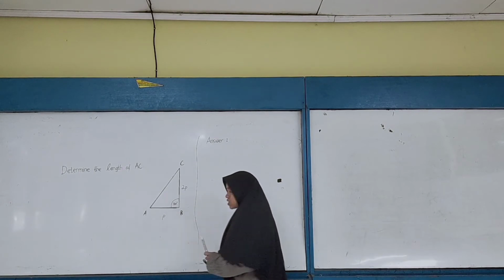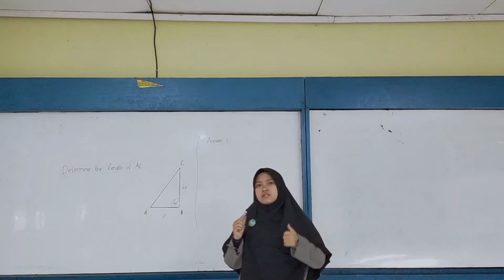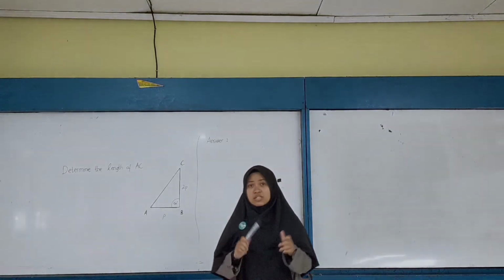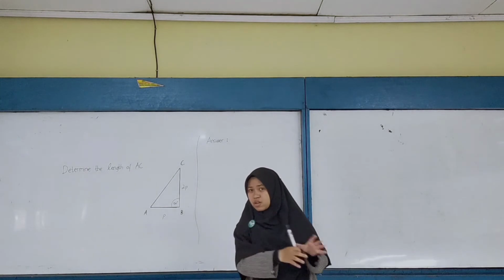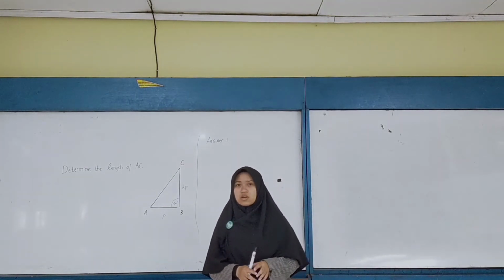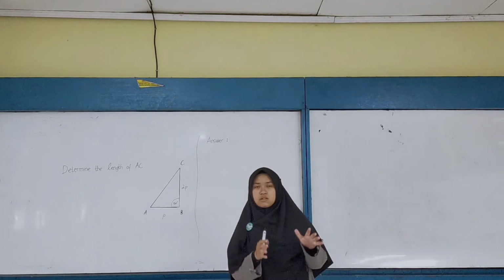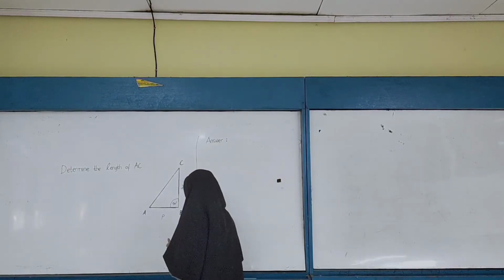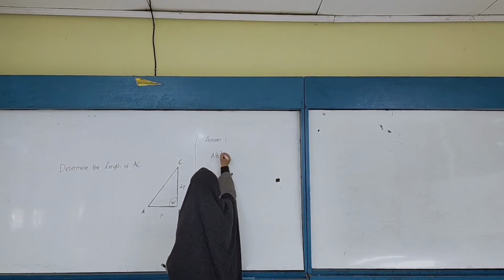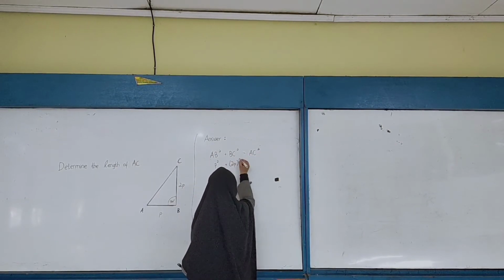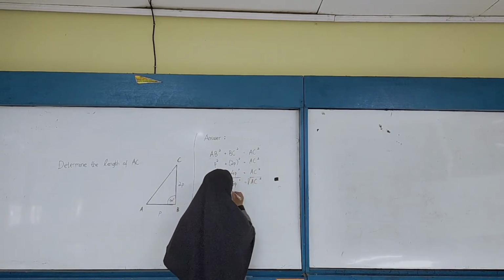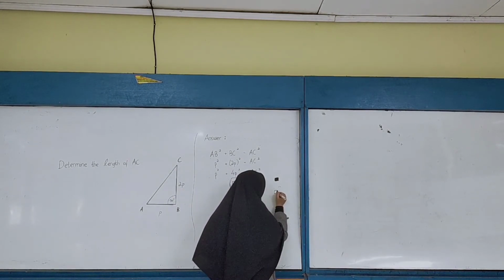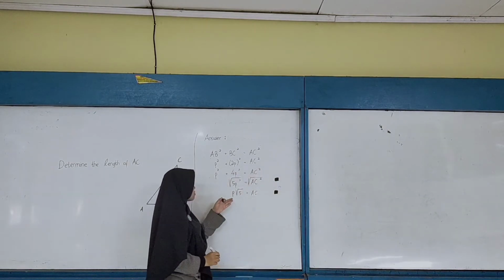I'm sorry. We can remember that in Pythagorean theorem, the sum of the square of 2 shortest sides of a right triangle is equal to the square of the longest side of the right triangle. That the value or the length of AC is equal to P square root 5.